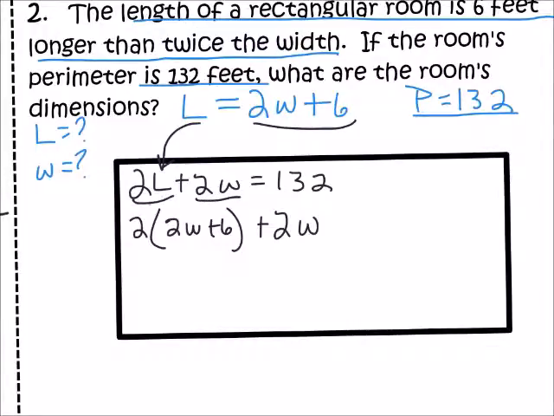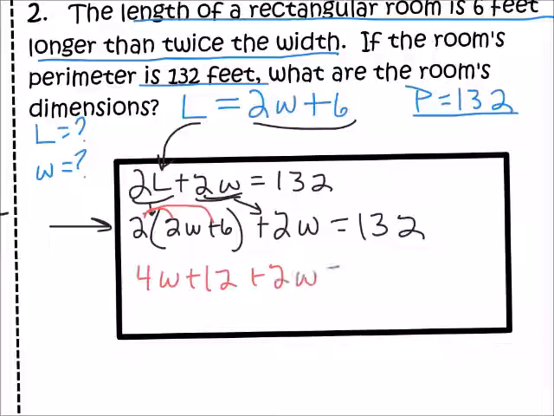So we've got that here, equals 132. Now this is a pretty straightforward equation that we can solve. We're going to distribute the 2 into the parentheses, so we get 4W plus 12 plus 2W equals 132. Now we're going to combine like terms. We have a 4W and a positive 2W, so we have 6W plus 12 equals 132.